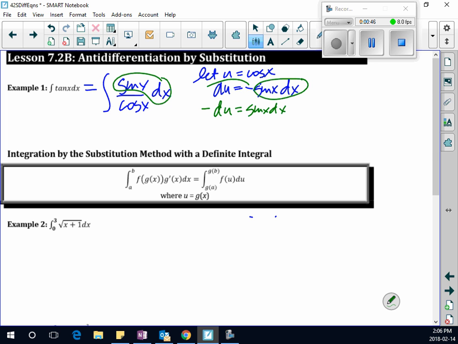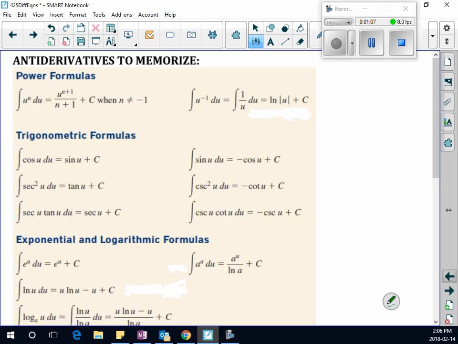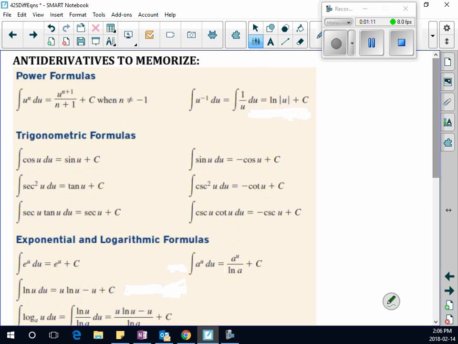So then this will become the negative integral of 1 over u du. What is that? That's a natural log. Okay, and I think on the other day I said to memorize these things or whatever. Yeah? At the top, the very top. Oh, at the very top.